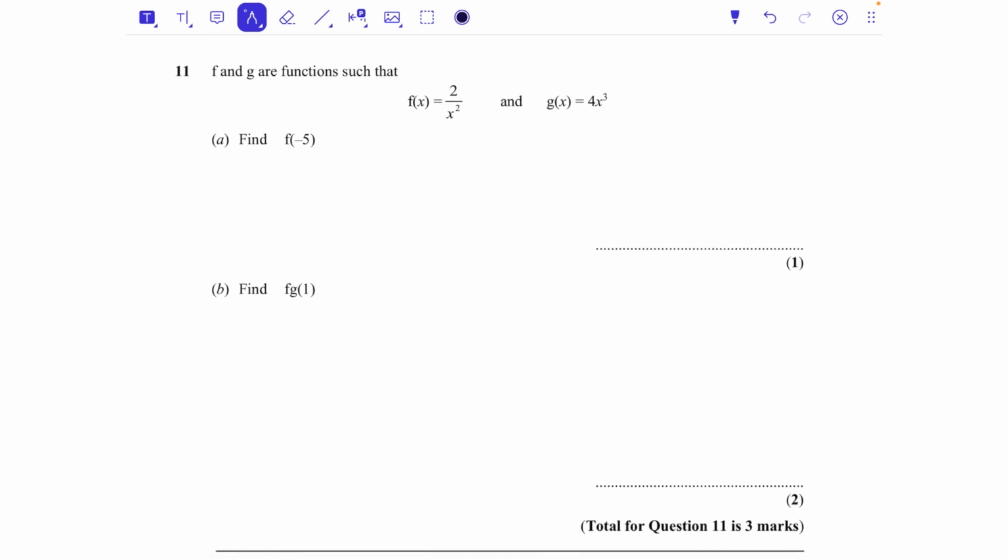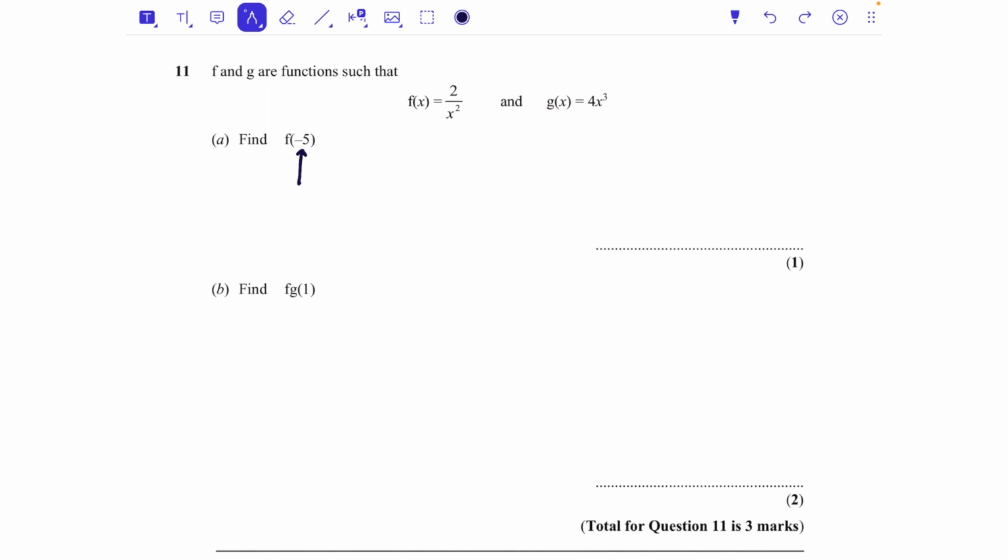F and G are functions such that f of x is 2 over x squared and g of x is 4x cubed. Find f of minus 5. So this is telling us to make the input into the f function minus 5. People often get confused by this bit. This is just introducing the function. It's saying I have a function and I'm putting x into it, and g of x is just because we've already used f. So this is a different function. Don't worry too much about that side. That's just labelling the functions.